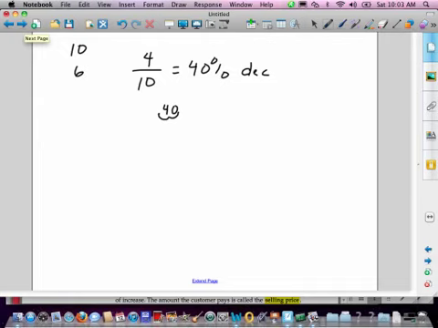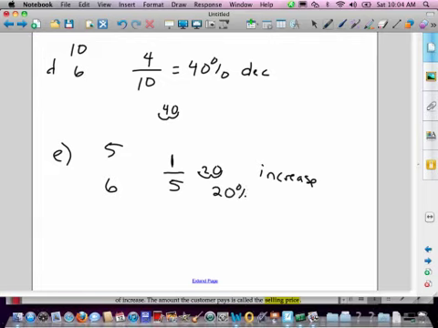So on the second one, this one was D. On E, it goes from 5 to 6. I probably shouldn't have put that fraction line in there. It goes from 5 to 6. And so the difference is 1. The original is 5. But it got bigger. So I know right now, okay, this is going to be an increase. I can write that down ahead if I want. 1/5 I know to be 0.2. 0.2 as a percent is 20%. So this is a 20% increase in this particular example.